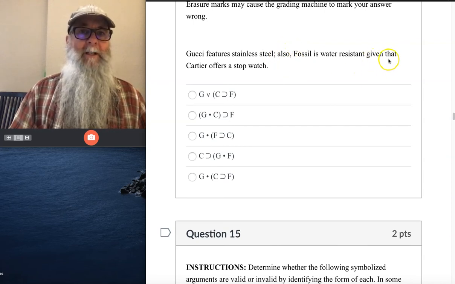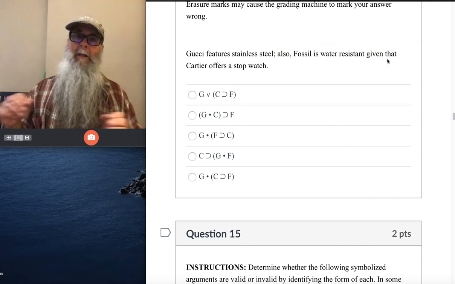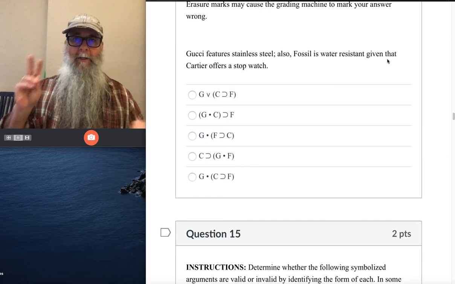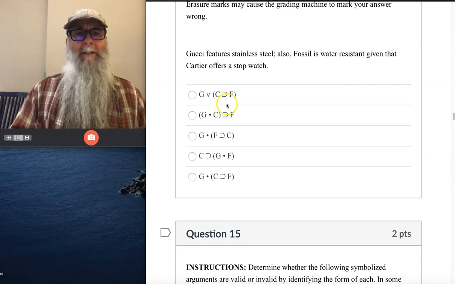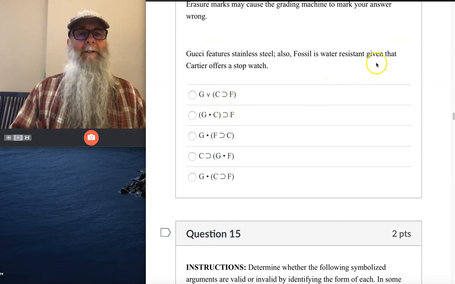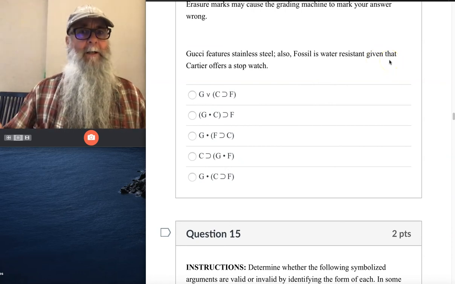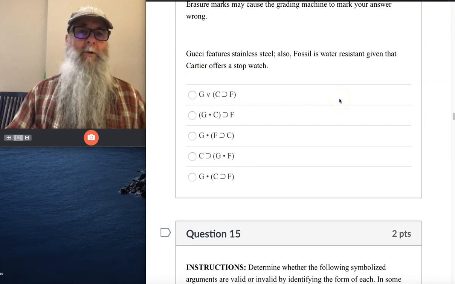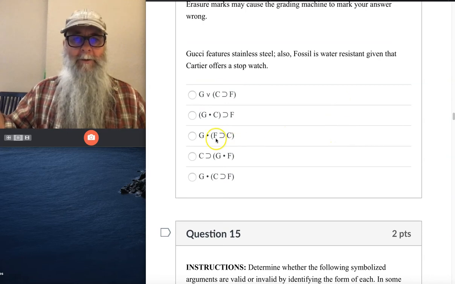Also, this phrase given that, if you look at your little handout, it says whatever follows given that is going to go on the left-hand side of a horseshoe. So I know a couple of things that might help me start to eliminate options. I'm going to look at my options and see, if what appears after given that is on the left-hand side of the horseshoe, then I know C has to be on the left-hand side of a horseshoe. So I'm going to eliminate any option where C isn't on the left-hand side of a horseshoe. And I just eliminated that as an option.